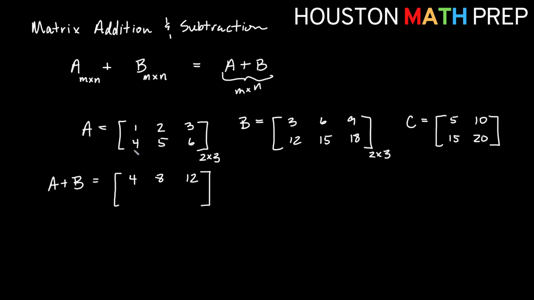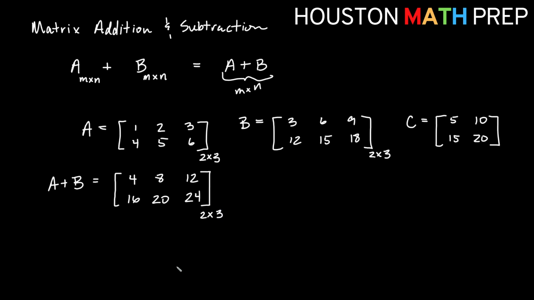And then for the second row, of course, we add 4 and 12, which will give us 16. 5 and 15 will give us 20. And 6 and 18 will give us 24. Okay, so our sum A plus B is defined. It is also a 2 by 3 because A and B were originally 2 by 3, and this is our sum.